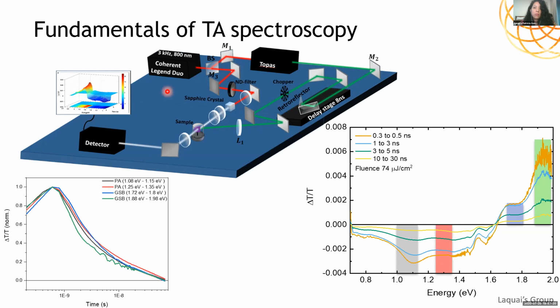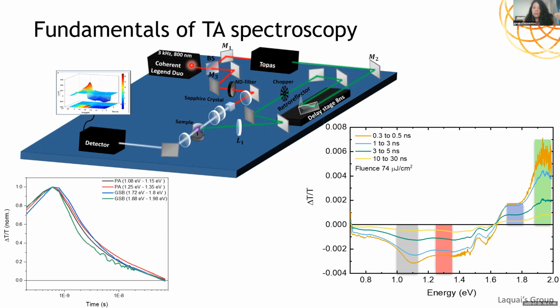And this is how the setup looks. First we have an oscillator that will generate femtosecond pulses, that will arrive first at this amplifier. It's called Legend. It's a regenerative amplifier that will stretch, amplify, and recompress the beam. And after that, it will get divided into two.